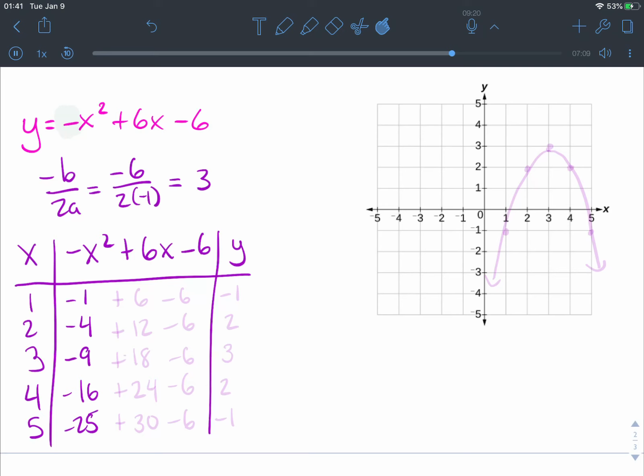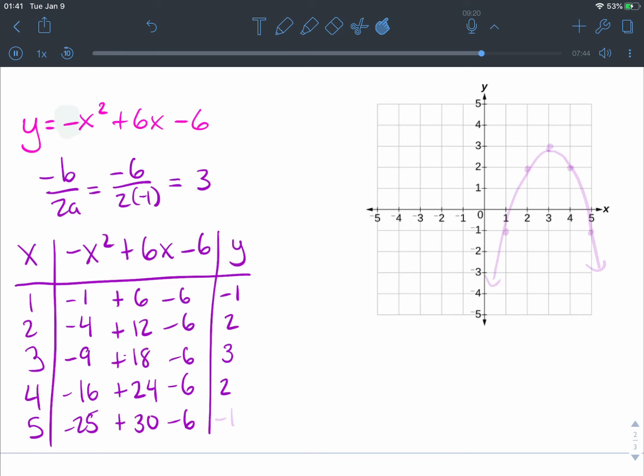The next part, 6 times 1 is 6. 6 times 2, 6 times 3, 6 times 4, and 6 times 5. And then we subtract 6 from each one. So the first one going across, the 6's cancel out and you're left with negative 1. Then we have negative 10 plus 12 is 2. Negative 9 and negative 6 is negative 15. So negative 15 plus 18 is a positive 3.